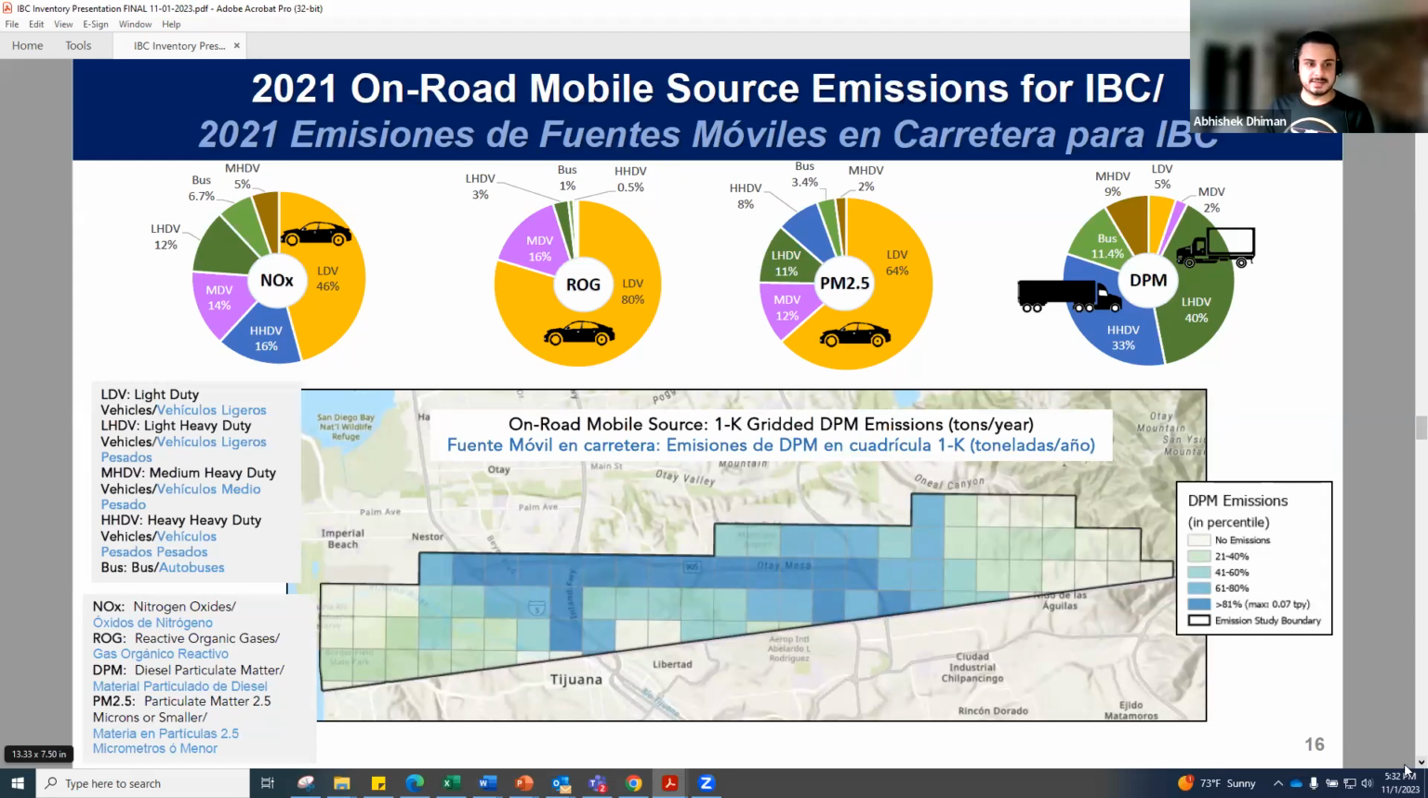As we all expected, and as was also brought up in the meeting last year, the highest on-road mobile DPM emissions distinctly follow the major freeways within the IBC communities, like the 805 freeway in San Ysidro, and the 905 and 125 freeways in Otay Mesa, where trucks moving goods pass through in and out of the border crossings. I will pause for a moment here to see if there are any questions on on-road sources.